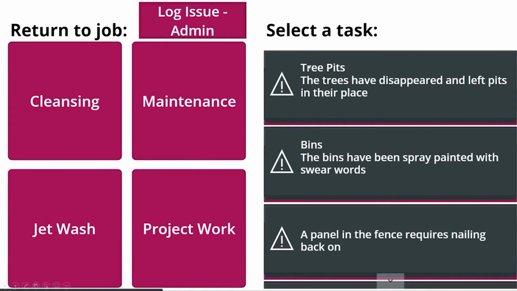On the right-hand side, we've got a list of all the tasks. So as a gardener is at the location, this task list is basically saying that there have been reported issues there. So the bins have been spray painted with swear words. A panel in the fence requires nailing back on. So as well as their day-to-day routine that they should be doing, they're also immediately presented with a list of other tasks that they should do. And if they revisit that site, if perhaps they need to get different materials, those are something they can work on and start to check off.